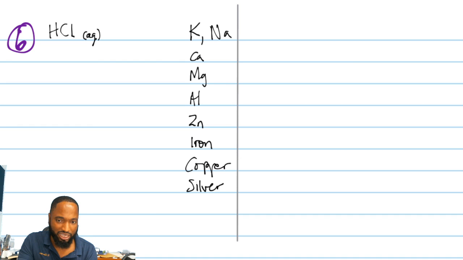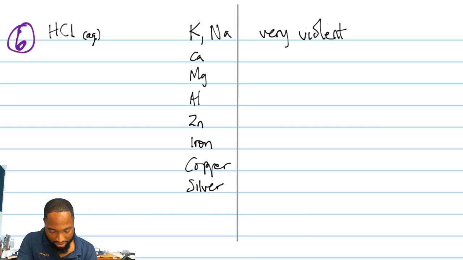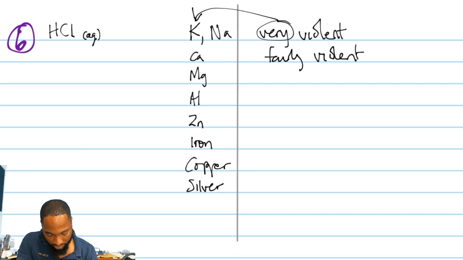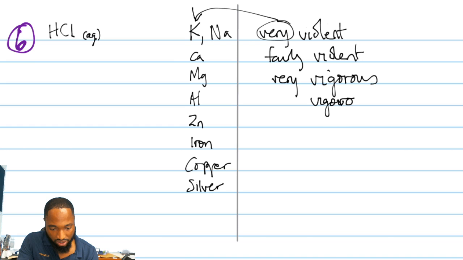Sodium, potassium: very violent. You have to use the word violent here. Violent is beyond vigorous. Potassium is extremely violent. Then we use fairly violent for the next, then very vigorous, so we come back down into vigorous. These adjectives, boy. Fairly vigorous. Just say vigorous. Iron, and it's here.